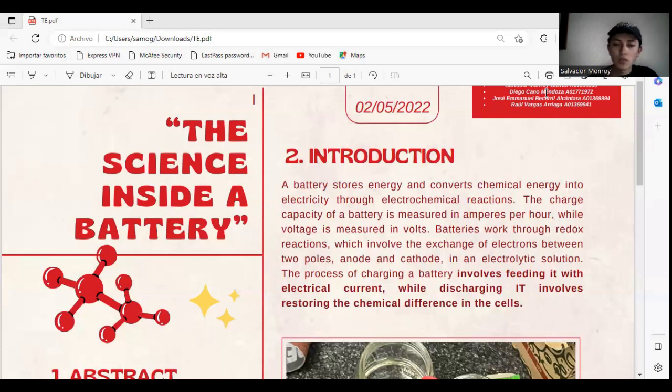Having the cells ready, we had to select our electrolyte for the battery, and we started searching about the salt bridge as our electrolyte. That's why we selected potassium nitrate. A salt bridge is a device used to connect the oxidation and reduction half cells of a galvanic cell, which is a type of electrochemical cell.